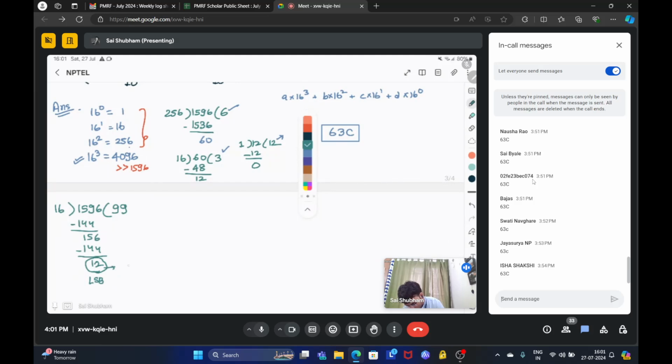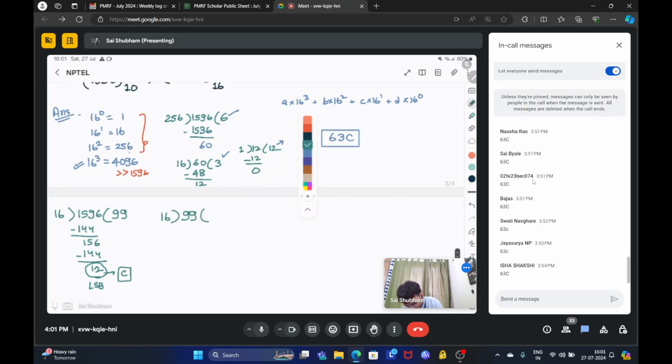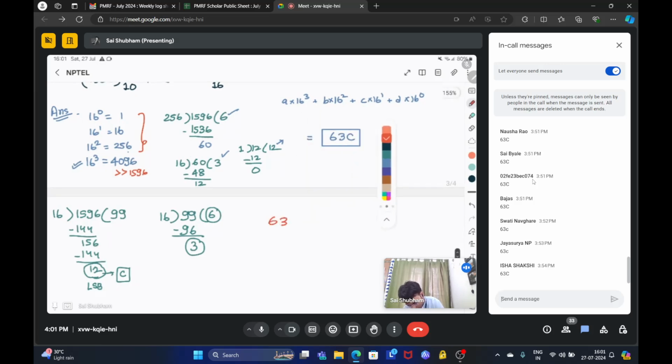So this will be represented as C. Now we have got 99, so we will again perform division. So we got 3, and this is 6. Fine. So your answer is 6, 3, C. 6, 3, and C. So this is another method. I hope this is clear.